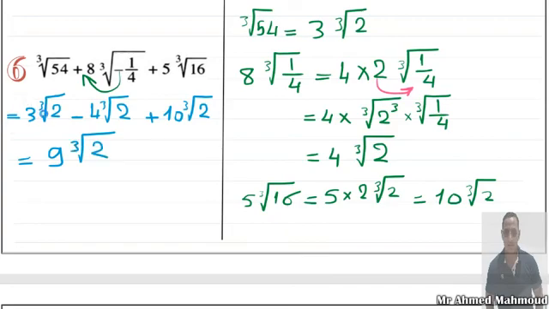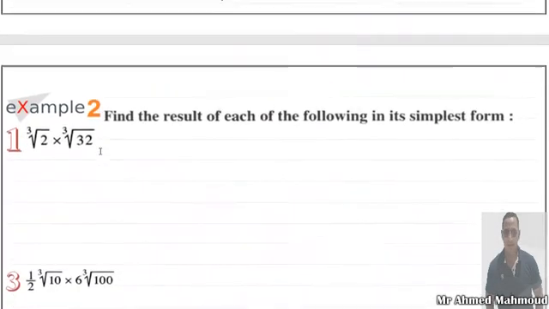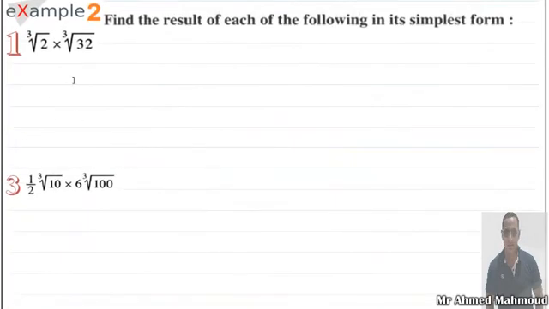Okay, the next one. We have another example here. Find the result in the simplest form: cubic root 2 times cubic root 32. First, we are going to multiply the two roots inside. It will be cubic root 2 times 32, which equals 64. 64 is a perfect cube, so the cubic root of 64 equals 4. I don't need to factorize. This is a perfect cube.